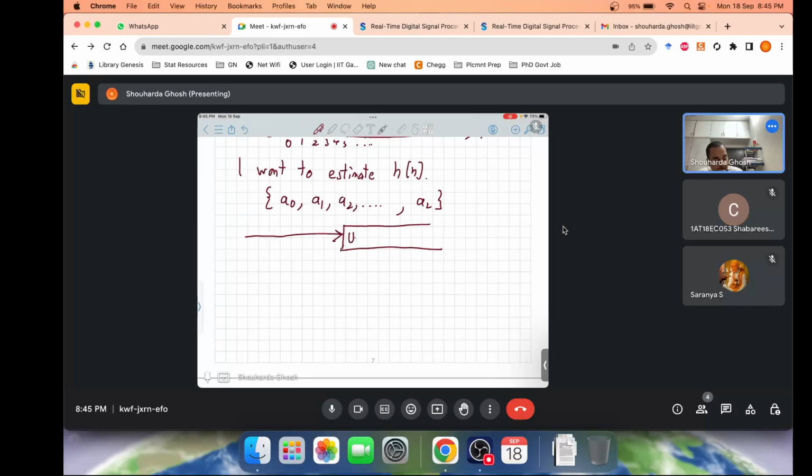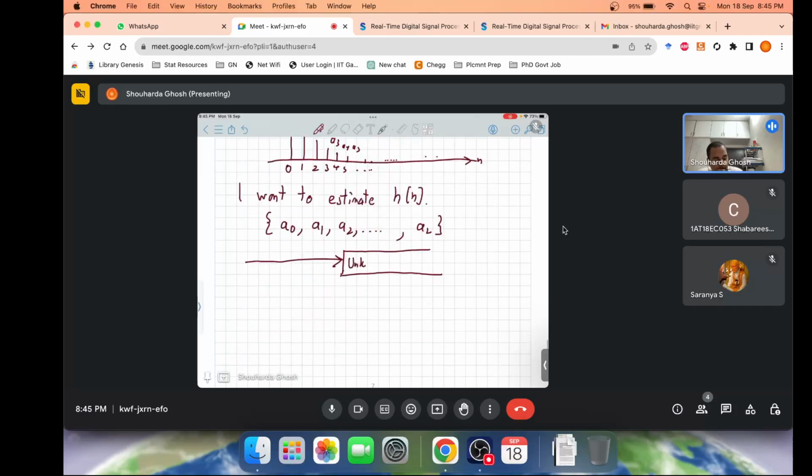We first model this entire room as an unknown system, and this unknown system has an impulse response h of n. For our case, we'll consider it as a finite impulse response of length L, so it will be up to L minus 1. Some signal x of n, which could be music, white noise, or anything that you give as input, and then you get some desired signal d n, and apart from that you may have some outer disturbances or outer noise.